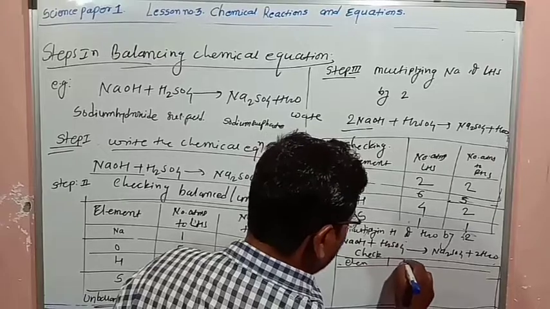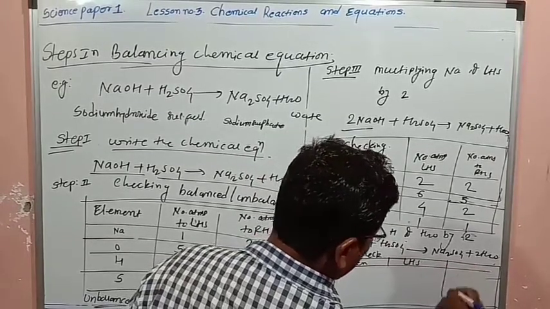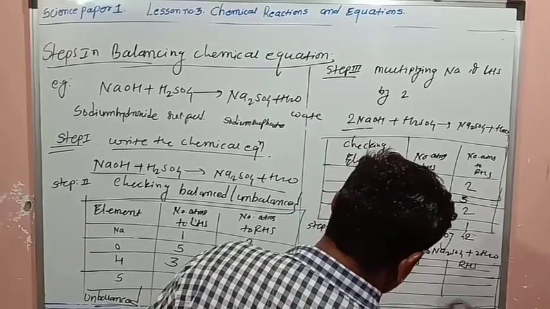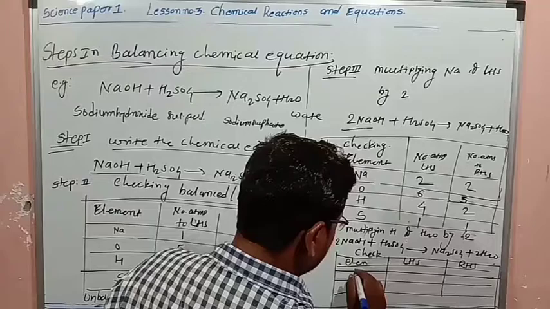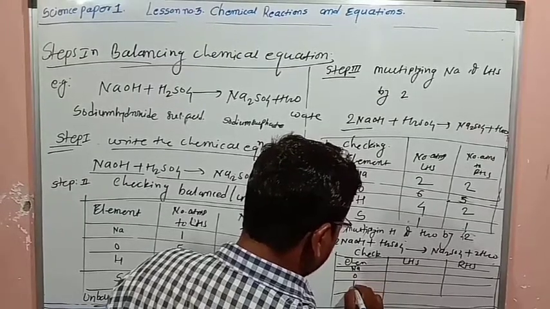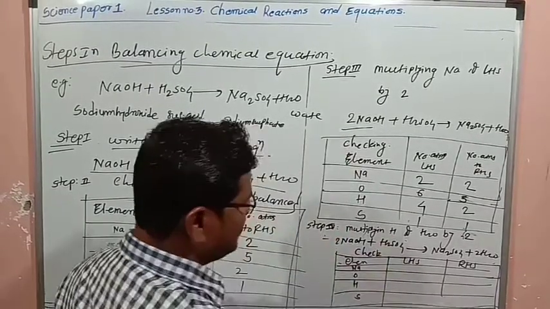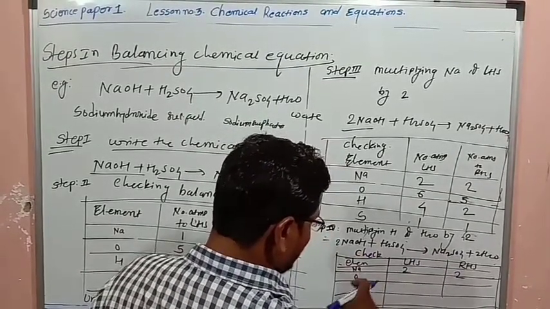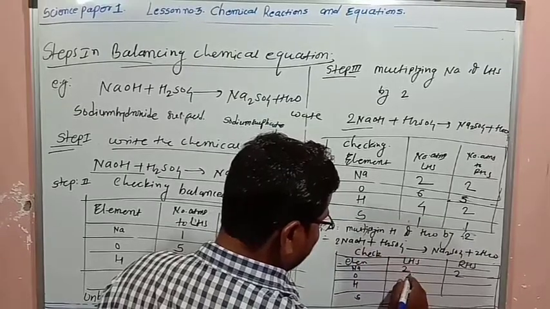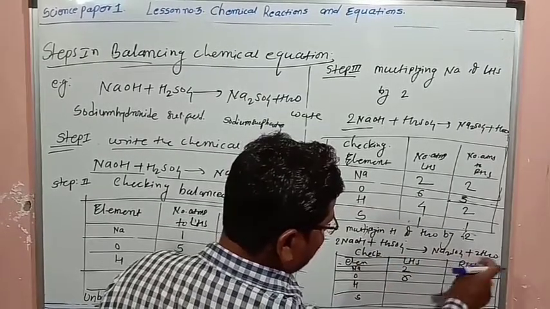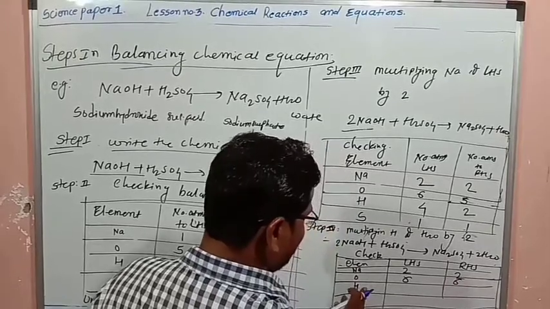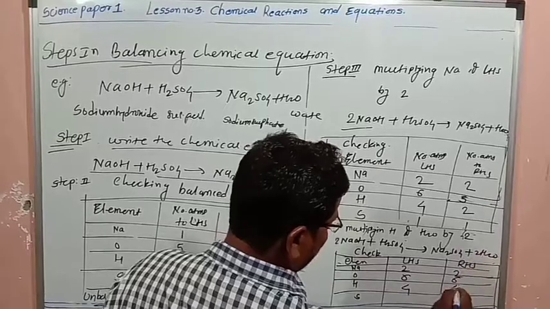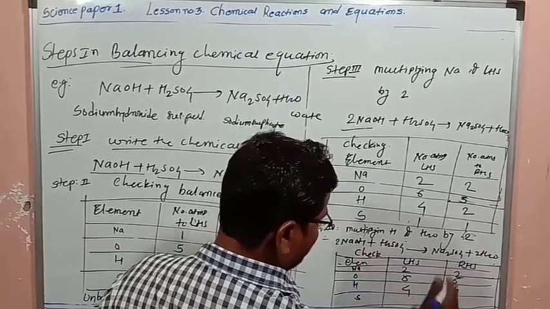So: element, number of atoms to the LHS, number of atoms to the RHS. In this, suppose sodium is there, oxygen is there, hydrogen, sulfur. How many sodium are there? Here 2, here 2. So 2, 2. After that, oxygen how many? 2 plus 4, 6. 4 plus 2, 6. Then hydrogen, here 2, here 2, so 4. 2 plus 2 are 4. And sulfur, here 1, there 1.